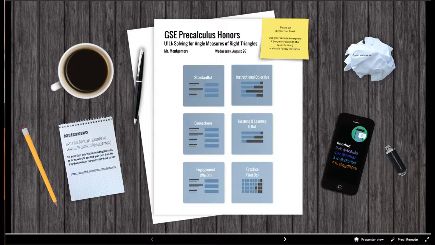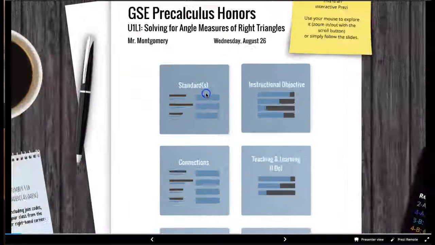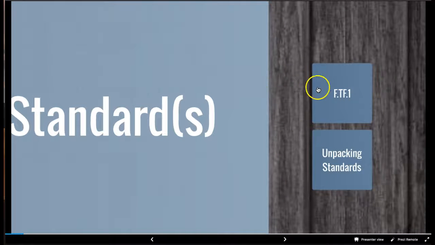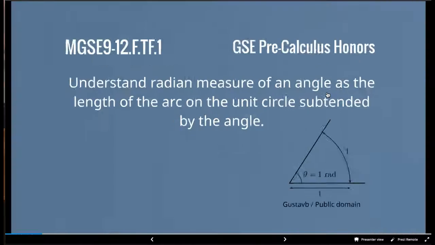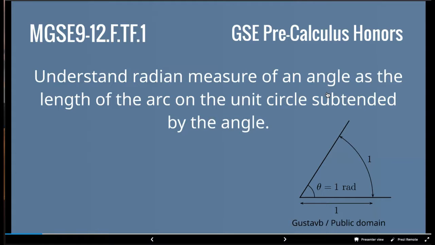So, now that you know something about this tool, let's take a look at how I've used it to organize my lesson on radian measure. This lesson is aligned with the Georgia Standards of Excellence. I only have one standard for this lesson, F.TF.1. Here we have the standard, just as I would have written it on my whiteboard at school, but I've also included an image from Wikimedia Commons to support the standard, along with the appropriate attribution.